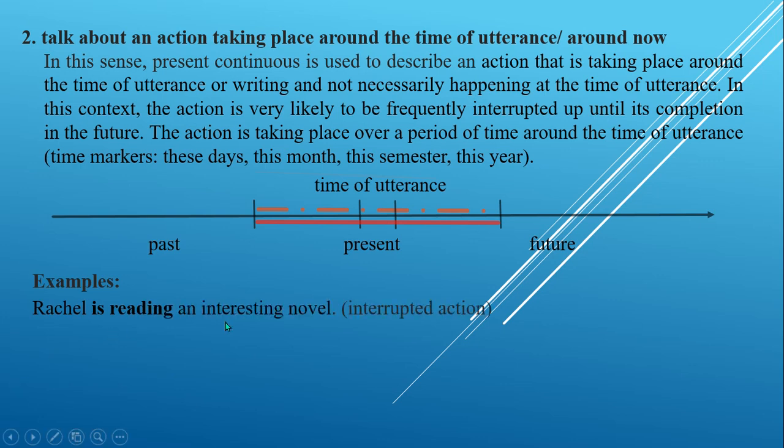Rachel is reading an interesting novel. So this action of reading is interrupted, okay? Because Rachel, as a normal human being, it's impossible for Rachel to read the novel round the clock, 24 hours, because she needs to take a break.